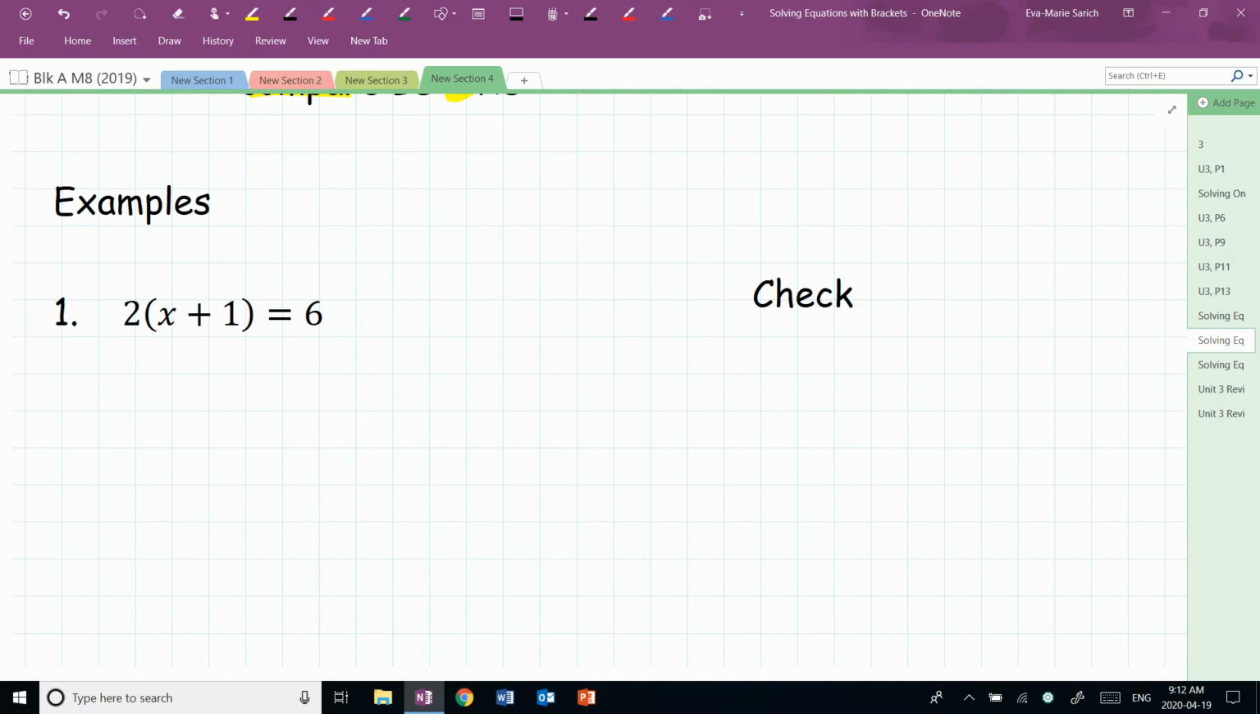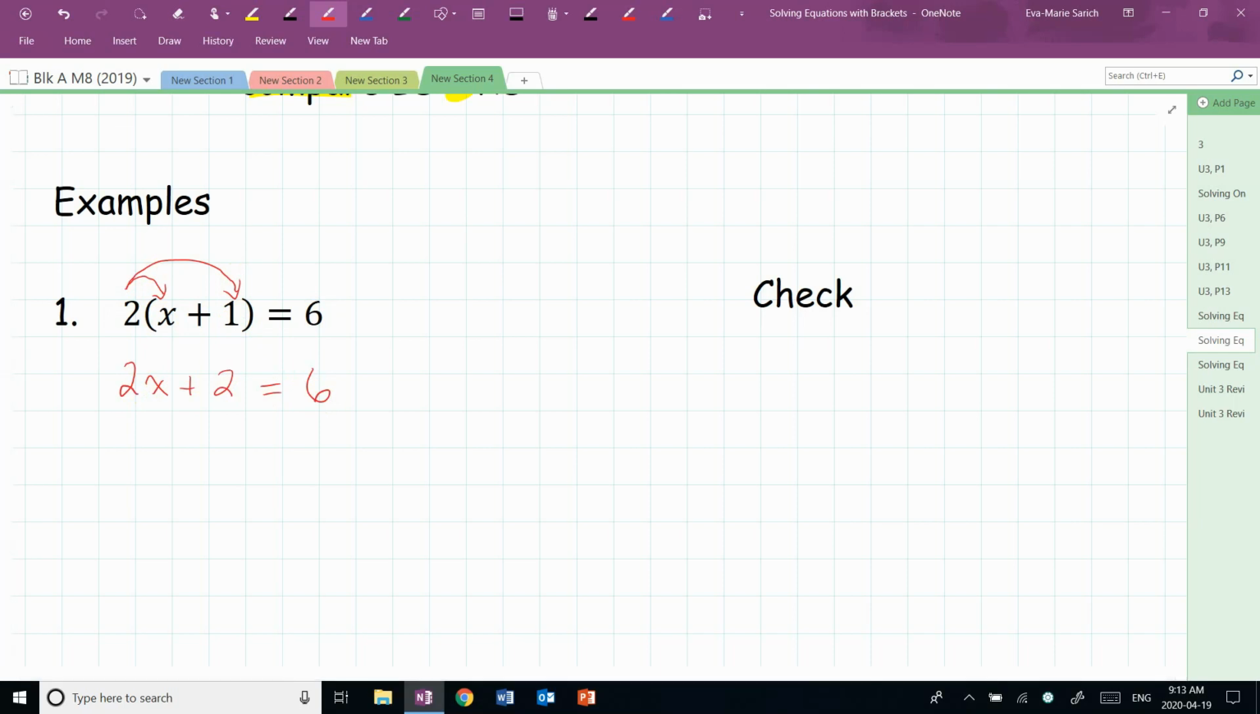We need to remove the bracket. So simply multiplying 2 times x gives us 2x. 2 times positive 1 gives us positive 2. Now remember, the 2 only multiplies what's in the bracket, so it's not going to multiply the equals 6, so we're just going to write that down.